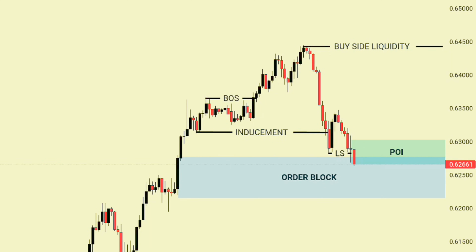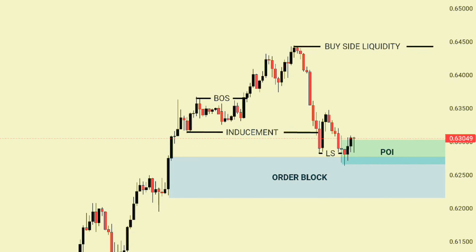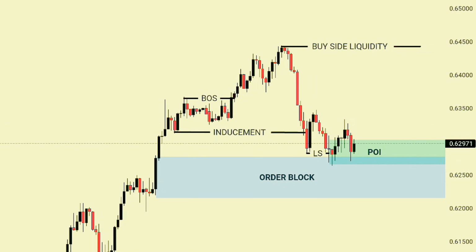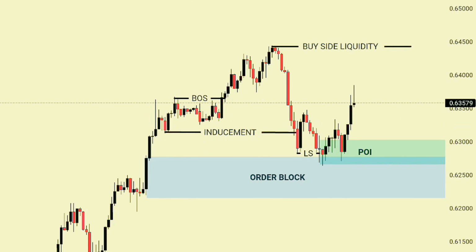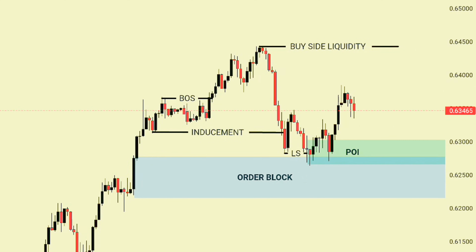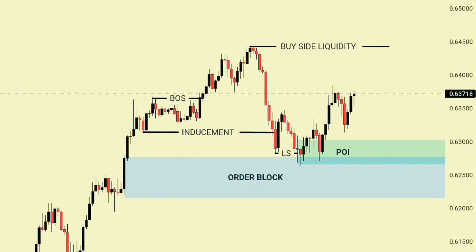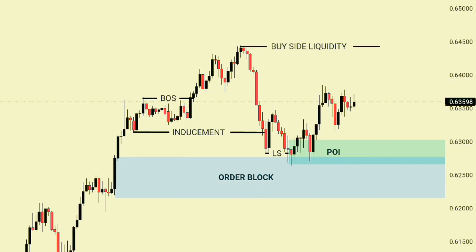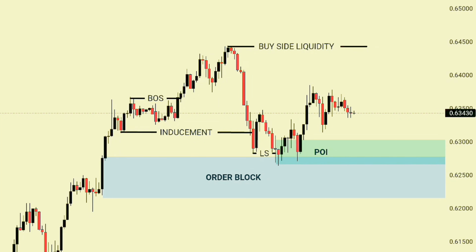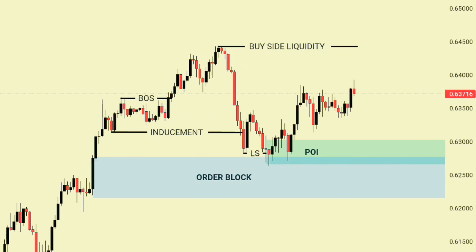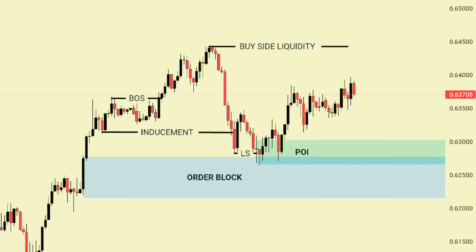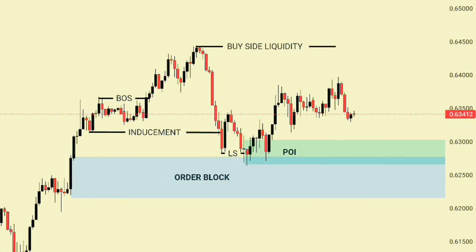This step separates professionals from gamblers. Instead of chasing price, we wait for a pullback into the point of interest. This pullback allows institutions to fully mitigate positions. Waiting here removes emotion from trading. Most traders lose because they cannot wait. Smart money rewards patience, not excitement.